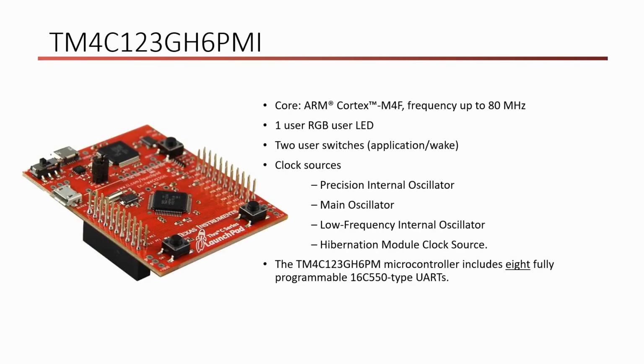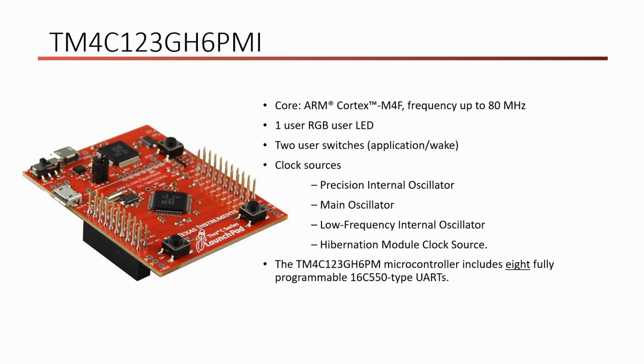Hi, today I will show you how to configure the UART in the TIVA board in order to print messages to a serial console. The core of this board is an ARM Cortex-M4F with a maximum frequency of 80 MHz. It also contains a pretty cool RGB LED to play with.